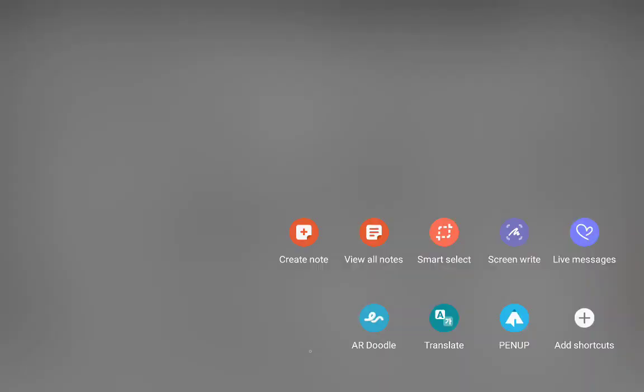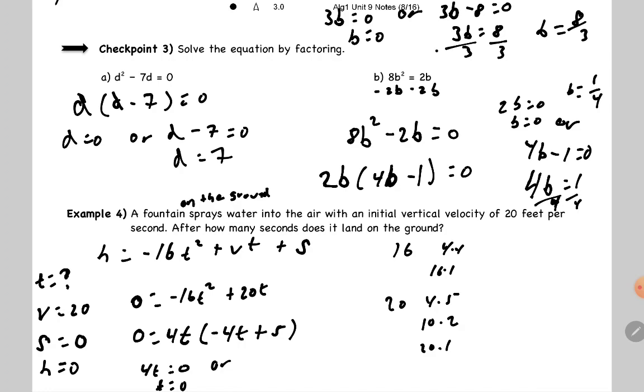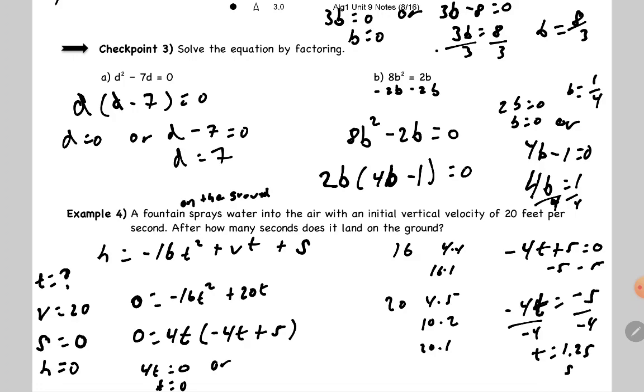Now let's do this with a little bit more space. So on the right side here, negative 4t plus 5 equals 0. So I'm going to subtract 5 over and get negative 4t equals negative 5. And then I'm going to divide both sides by negative 4. And we'll get t equals 5 over 4, which is 1.25 seconds. So it'll take 1.25 seconds for the water to land on the ground.